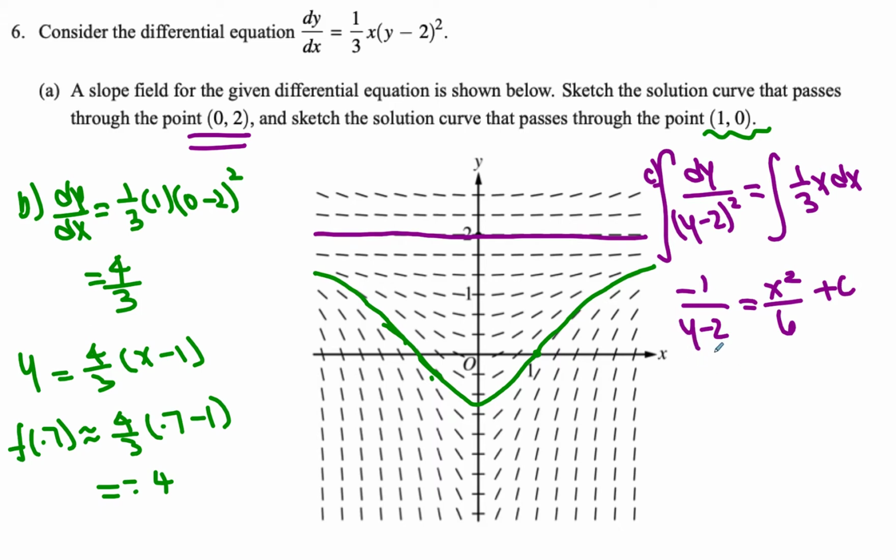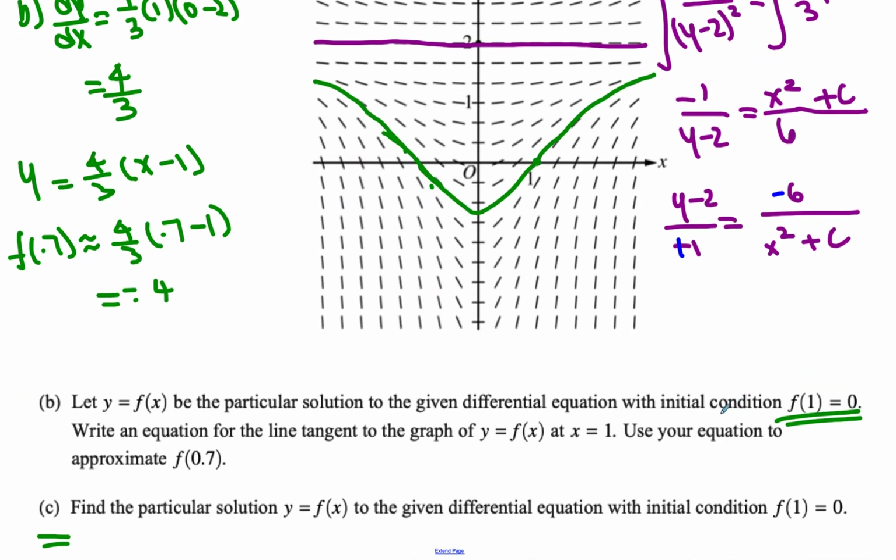Now, I like to solve for y by itself here. The right side can be rewritten as (x squared plus C) over 6. I can flip one side and flip the other side. So (y minus 2) over negative 1 equals 6 over (x squared plus C). I can multiply by negative 1, and at the end I have y by itself: y equals negative 6 over (x squared plus C) plus 2.